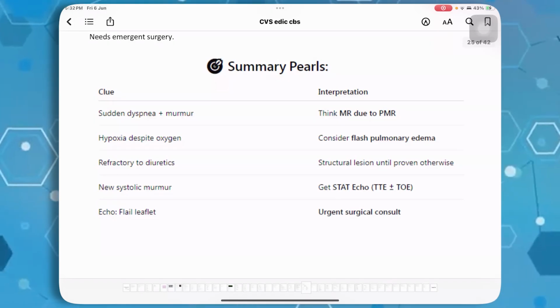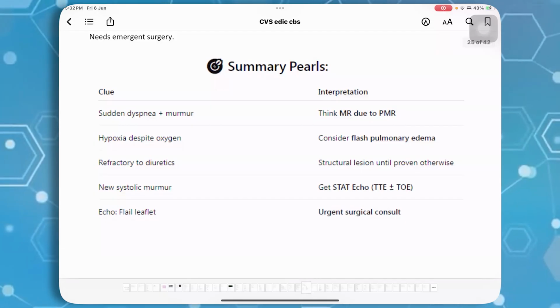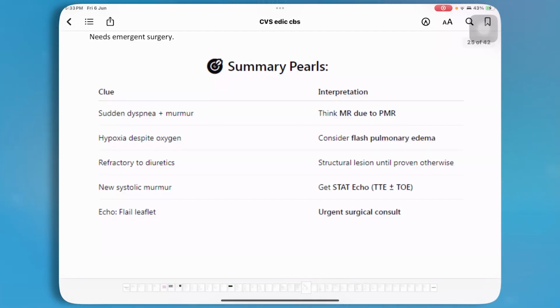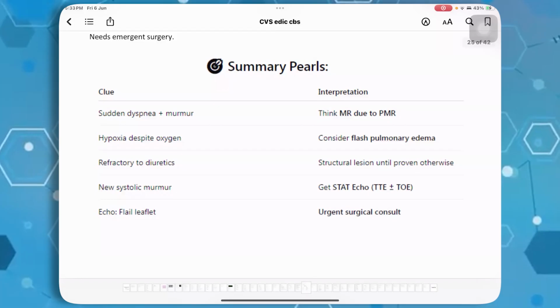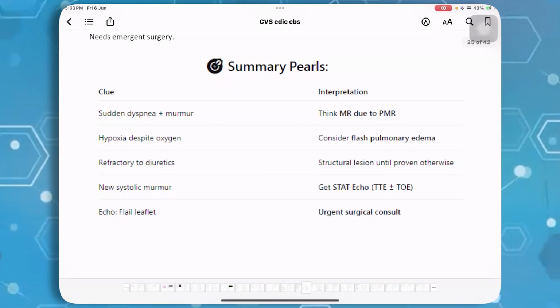Because if it is just a case of fluid overload and the urine output is pouring out, the patient should be responding to diuretics. If there's a new systolic murmur, immediately get an echocardiography. Transthoracic is always preferred. You can always get a transesophageal echocardiography done, but I always say do the TEE in the cardiac operation theater. Don't do it in the ICU.